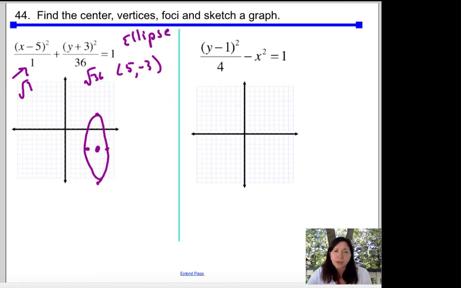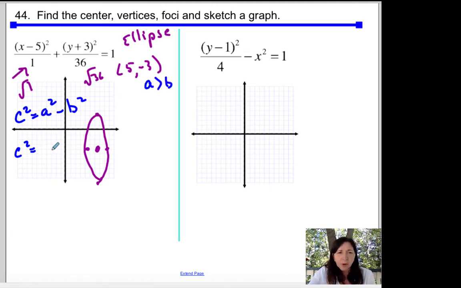And the last thing they asked me to do is to find my focal points, or my foci. To find my foci, I'm going to use this formula: c squared equals a squared minus b squared. A is the bigger number, because in an ellipse, a is always greater than b. So we're going to go 36 minus 1, square root of that. So c is equal to the square root of 35, plus or minus.